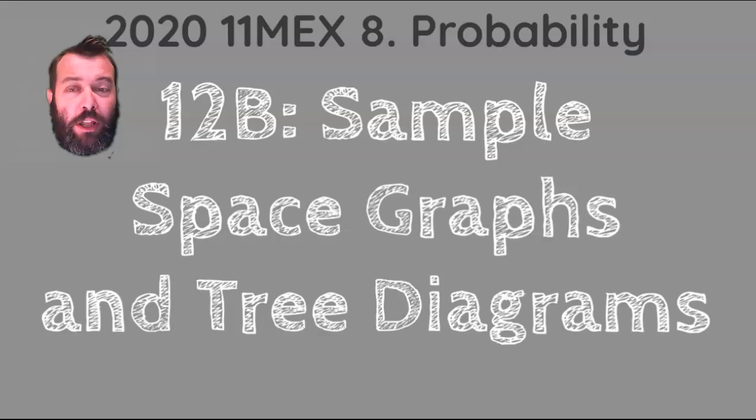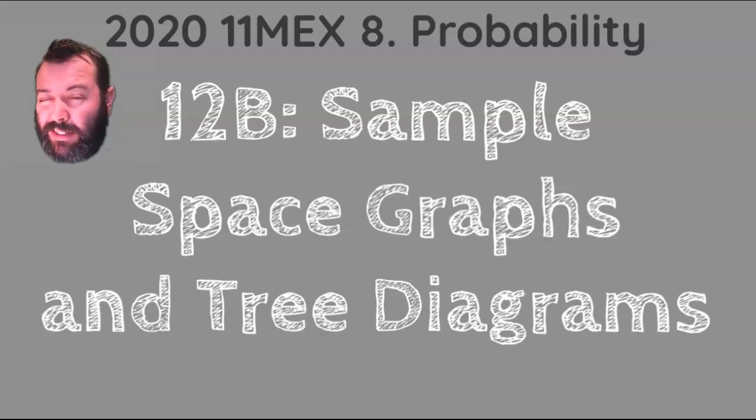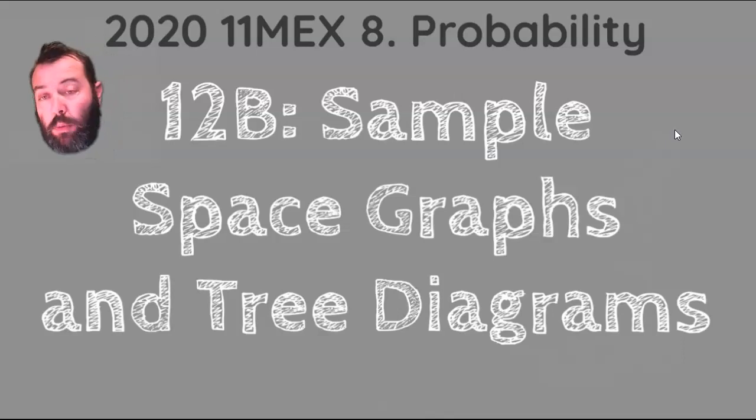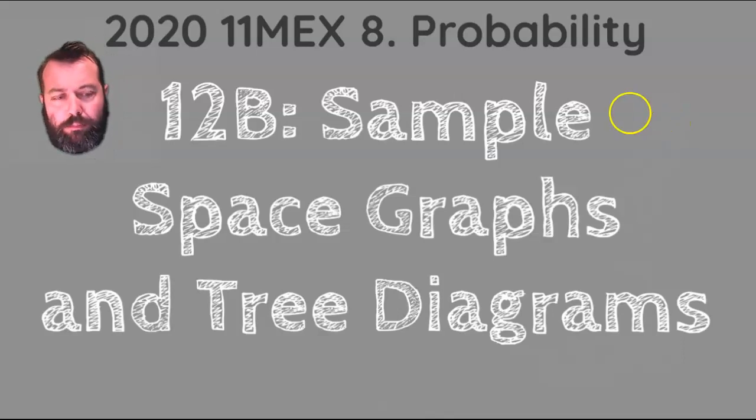In our first video we were looking at sample spaces as much as anything else, and today we're going to look at sample space graphs and tree diagrams. These help us to count how many favourable outcomes and how many possible outcomes there are, which is how we calculate probability.